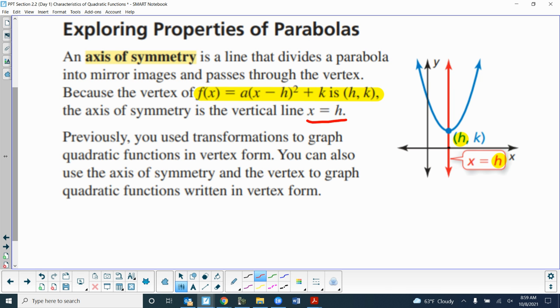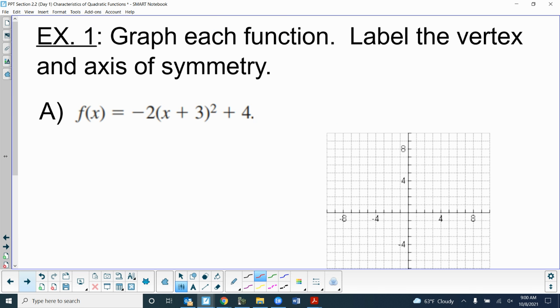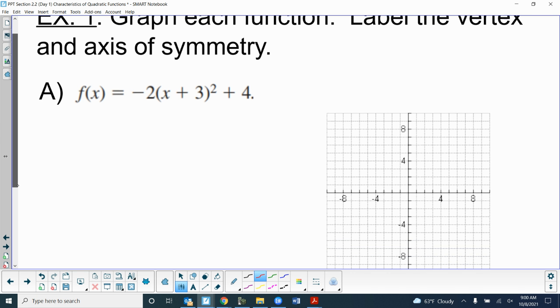Okay? It says previously you used transformations to graph quadratic functions in vertex form. You can also use the axis of symmetry and the vertex to graph quadratic functions written in vertex form. So let's look at a couple examples. Graph each function, label the vertex and axis of symmetry. So let's just do that part first and then we'll graph it.